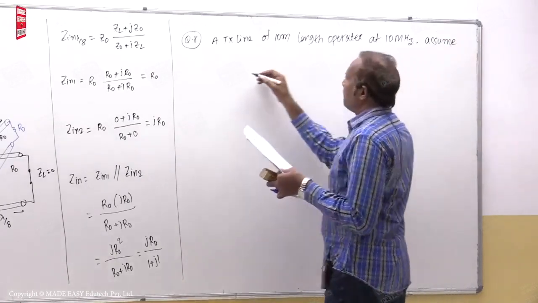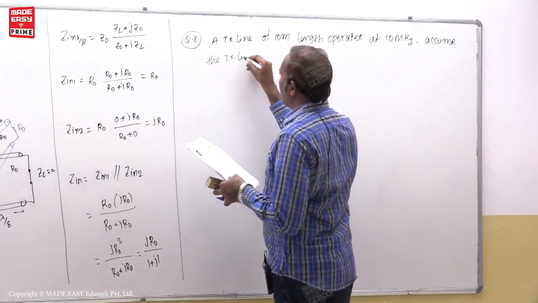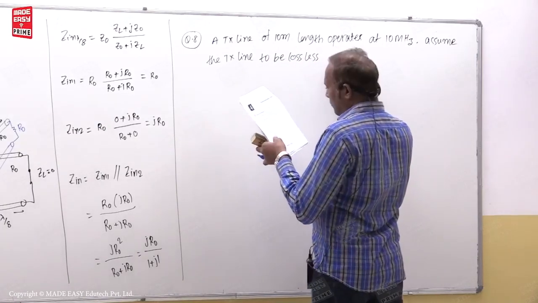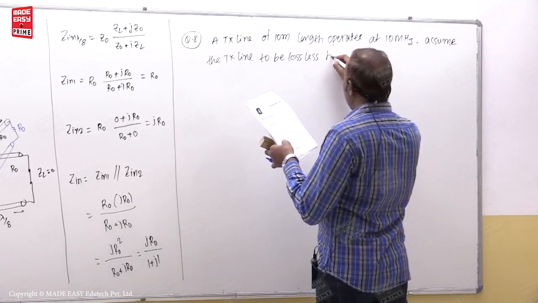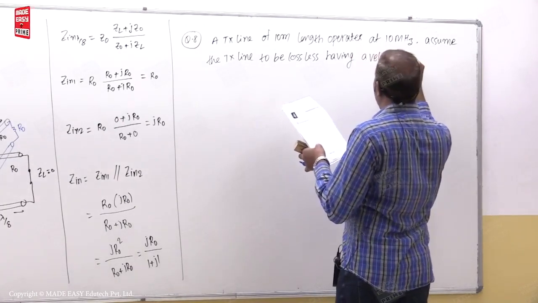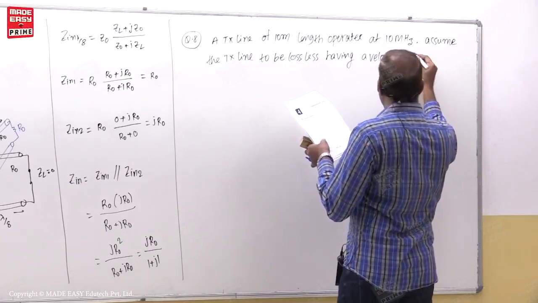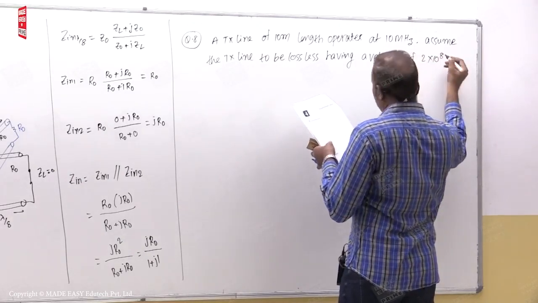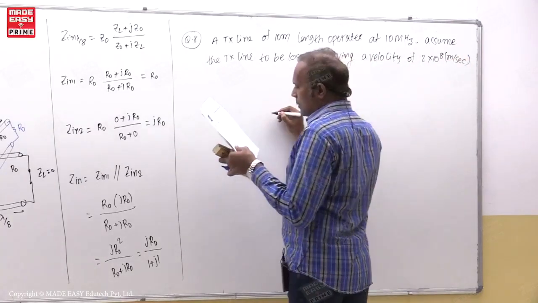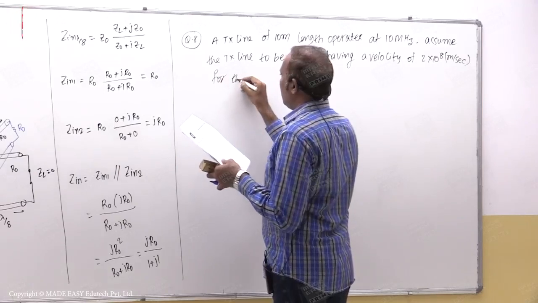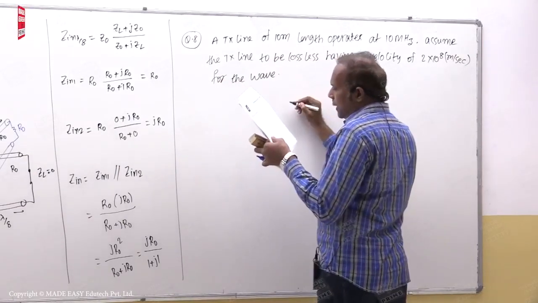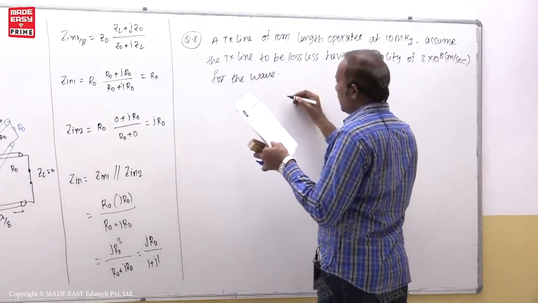Assume the transmission line to be lossless, having a velocity of 2 into 10 to the power 8 meter per second for the wave. Calculate the input impedance of the line terminated with a load impedance.